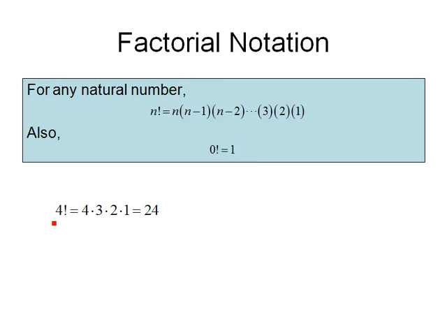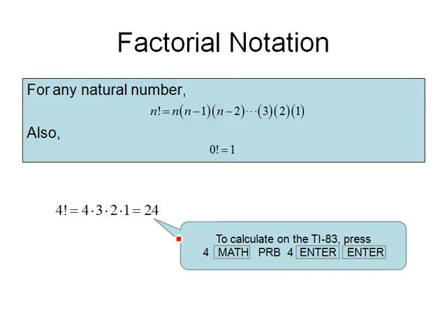If we want to find 4 factorial, that just means 4 times 1 less, so times 3, times 1 less, times 2, times 1 less, that's 1. So 4 times 3 times 2 times 1 is 24.